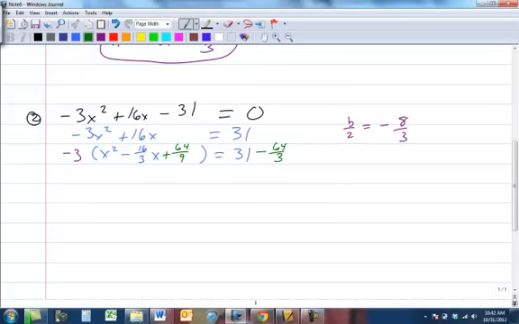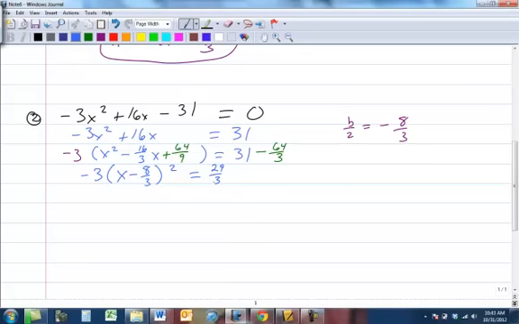All right, so factor. Now we're at negative 3 times the quantity of, now what is this mess going to factor to? Remember, it's going to be x plus whatever half of b was. So in this case, it's x minus 8/3. All right, most of the heavy lifting's been done for us here. Equals 31 minus 64/3 is 29/3.